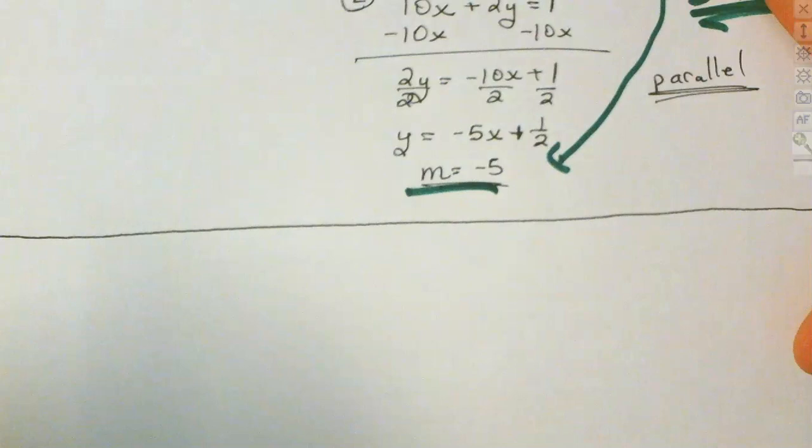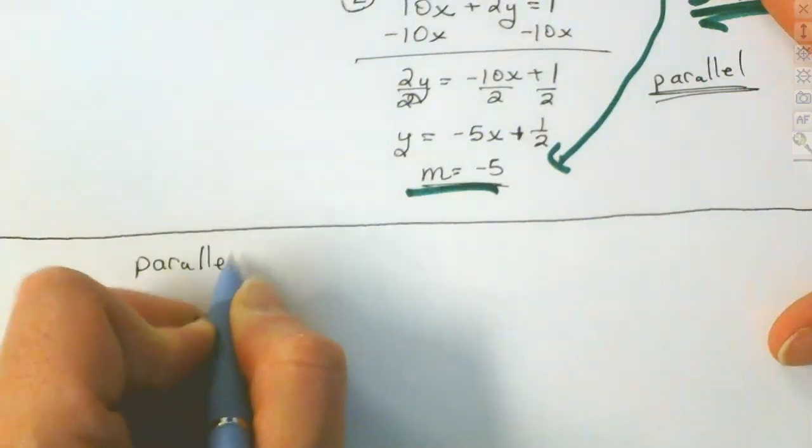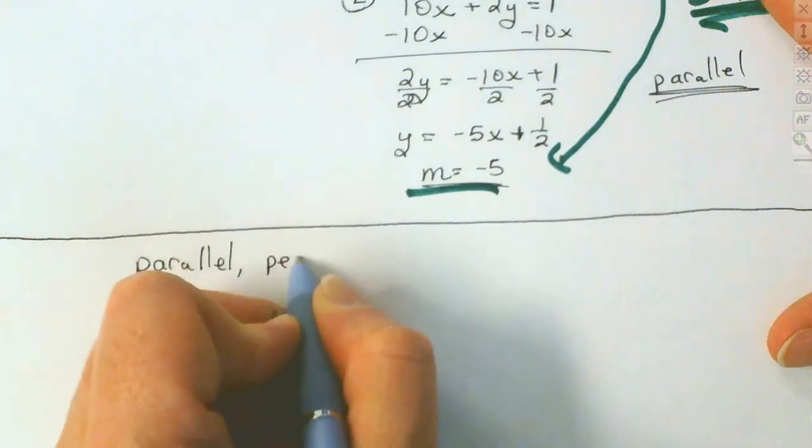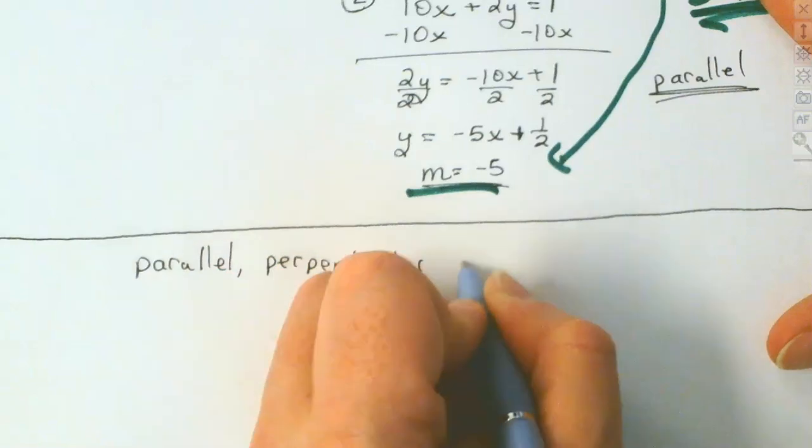Okay? So let's try another set. Are these lines again going to be parallel, perpendicular, or neither?